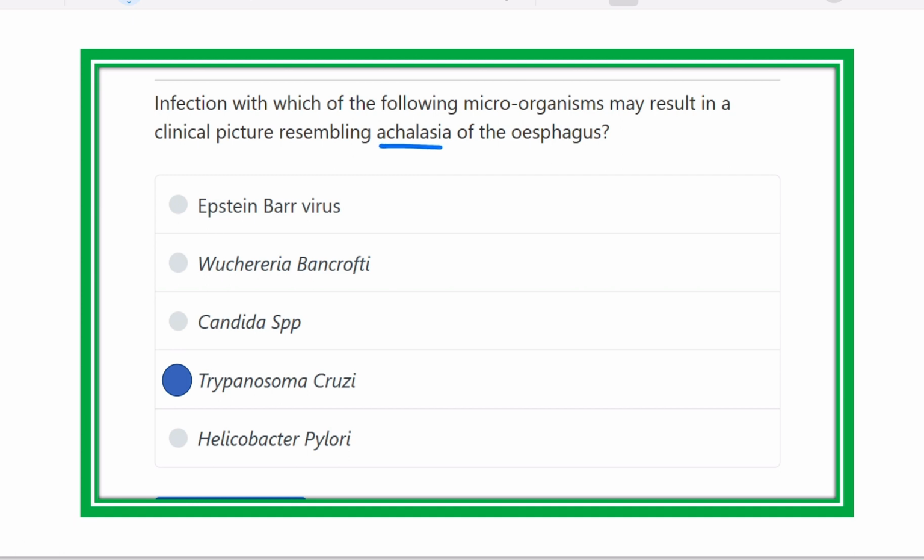So which organism is responsible for achalasia of the esophagus? It is Trypanosoma cruzi, not other things. It is Trypanosoma cruzi.